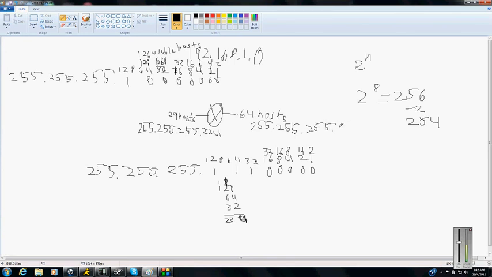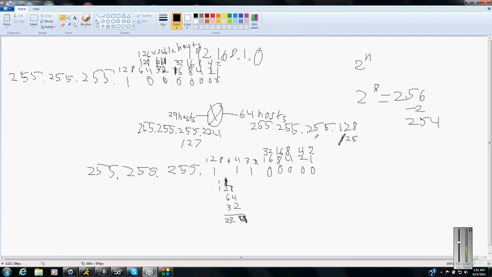Okay, and 128. Now, if we need to write this in CIDR notation, well, it's really easy. You know, this is 24, 3 255s. Each 255 is 8. 8, 16, 24, 25, 26, 27. So, this is a /27. This would be a /25. Because we have 24 here, and there's the 25th bit.